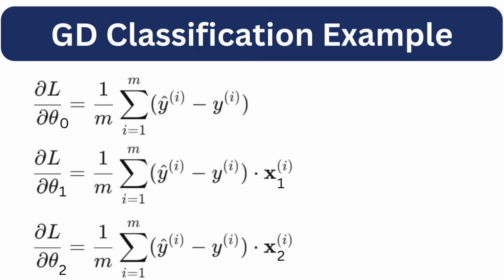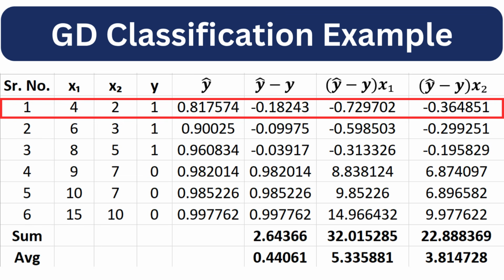Now the next task is to multiply the terms x1 and x2 with y hat minus y. So if we multiply x1 with it, we get negative 0.729. And if we multiply it with x2, we get negative 0.36. For the fourth example, x1 is 4 and x2 is 2. We will do the same for all the training examples.